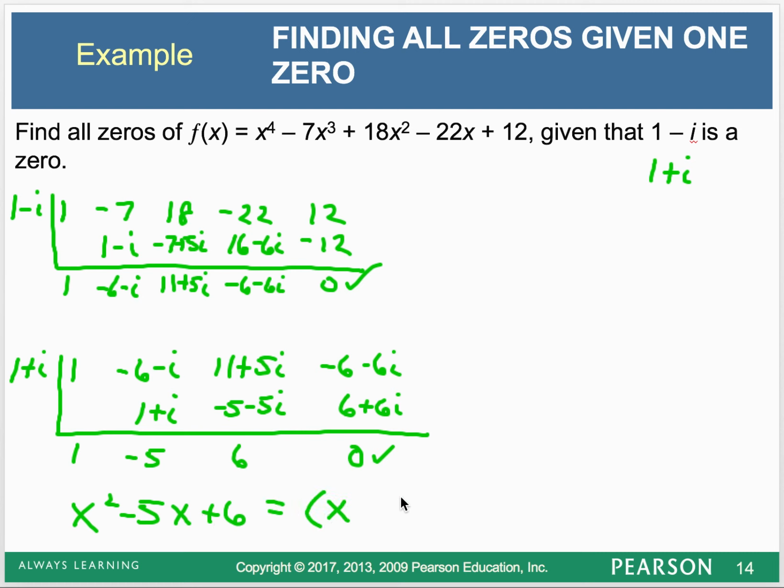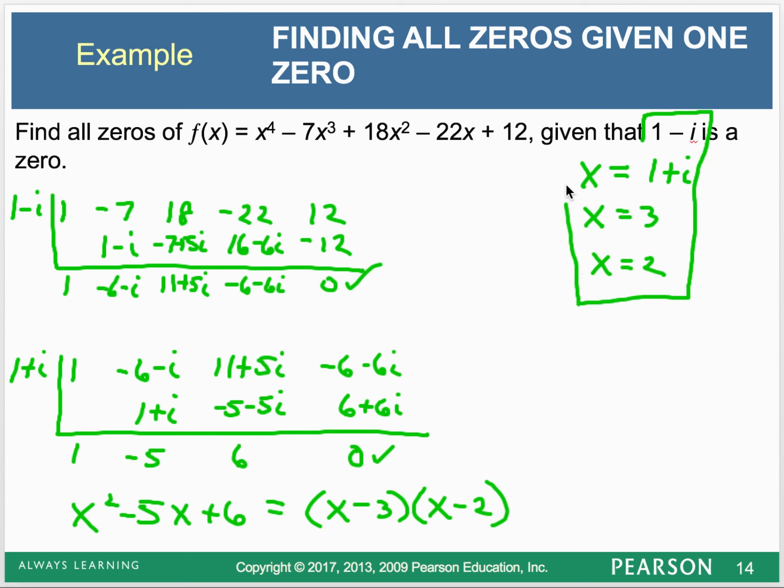Leading coefficient is 1, so I get a shortcut. This is, what is that, x minus 3, x minus 2? Okay, so I know my other two zeros. Here's one of them, and then here's another one, and here's another one. So, and don't forget we have 1 minus i also that was given. There's our 4 zeros.